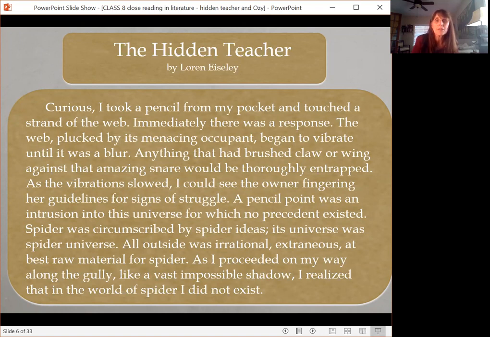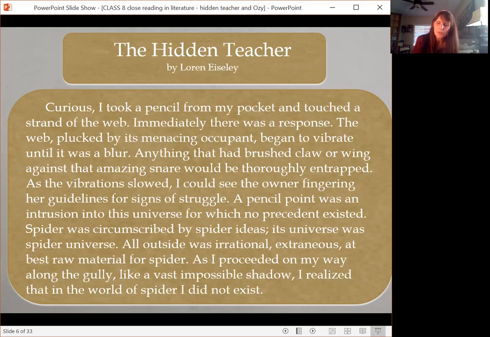Immediately there was a response. The web, plucked by its menacing occupant, began to vibrate until it was a blur. Anything that had brushed claw or wing against that amazing snare would be thoroughly entrapped. As the vibration slowed, I could see the owner fingering her guidelines for sign of struggle. A pencil point was an intrusion into her universe, for which no precedent existed. Spider was circumscribed by spider ideas. Its universe was spider universe. All outside was irrational, extraneous, at best raw material for spider. As I proceeded on my way along the gully, like a vast, impossible shadow, I realized that in the world of spider, I did not exist.